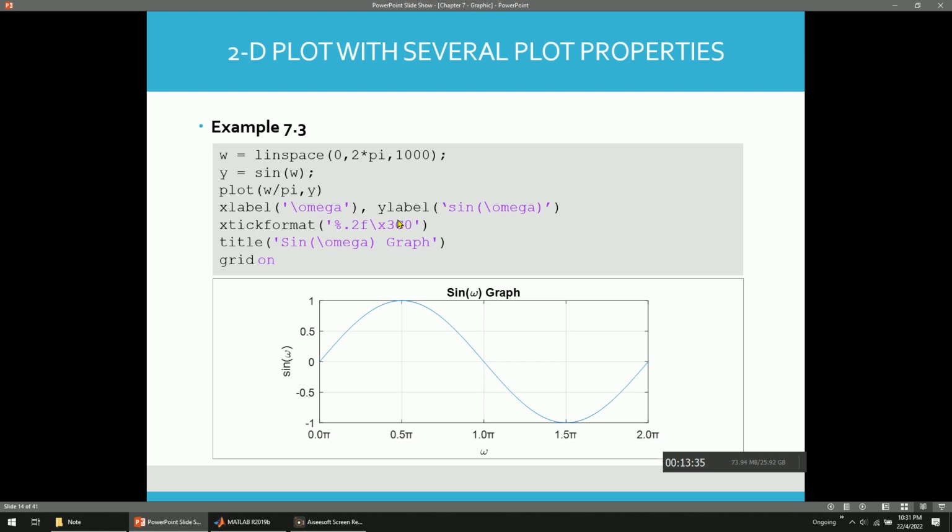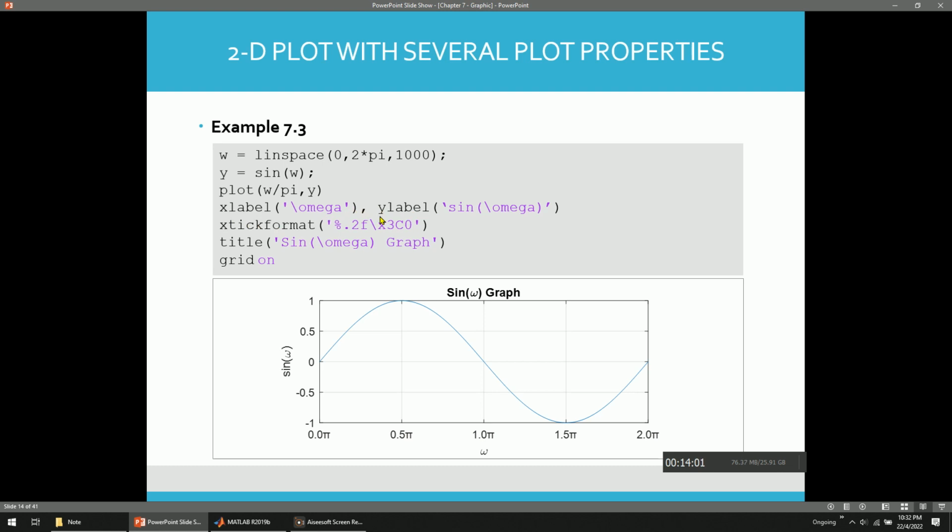So ylabel, of course, is the Y label side. So sine, open bracket, and backslash omega, and parenthesis and close. Make sure you know how to use this. This is just xlabel and ylabel. It doesn't need to be in one line.